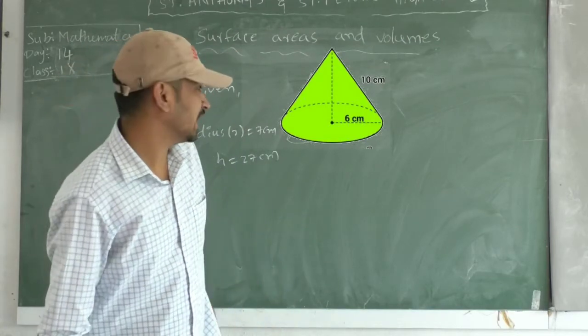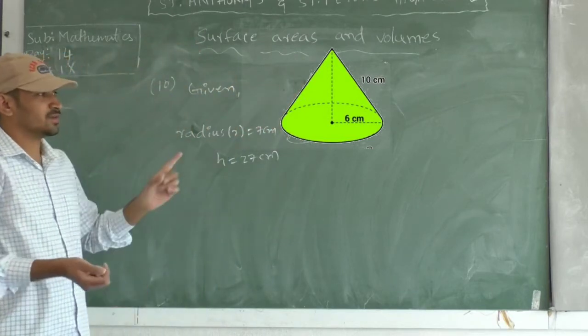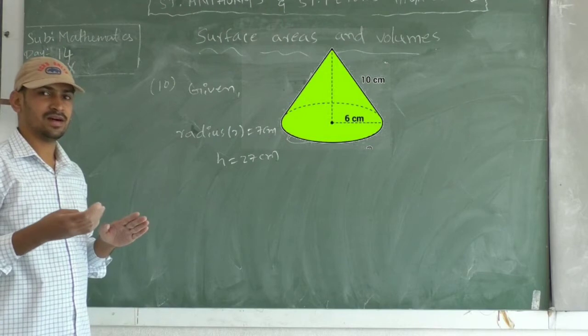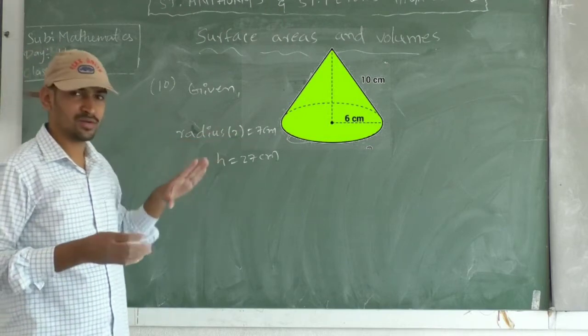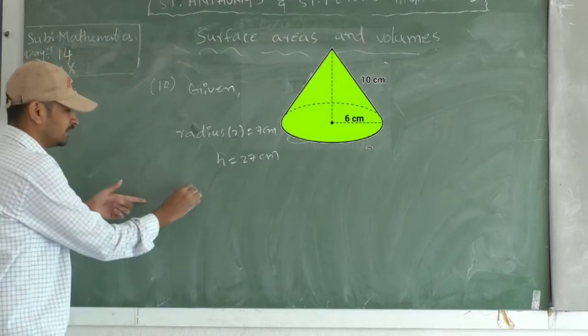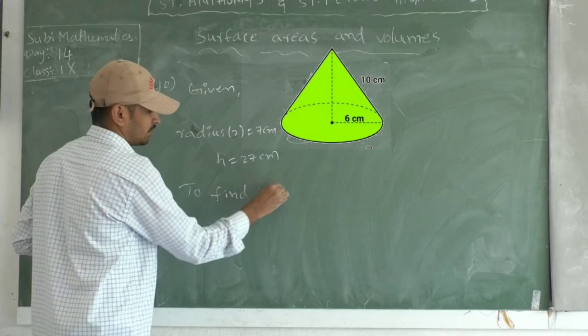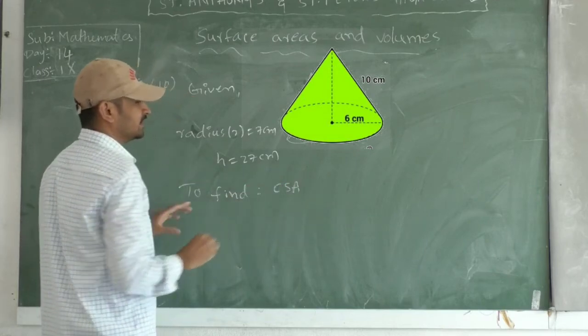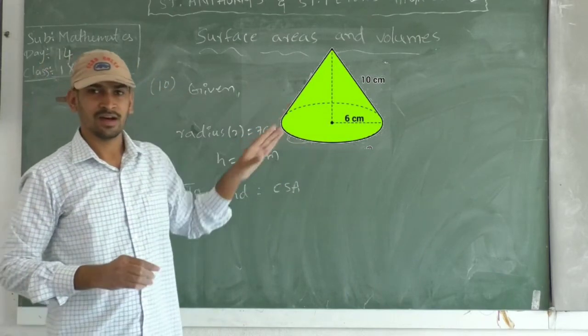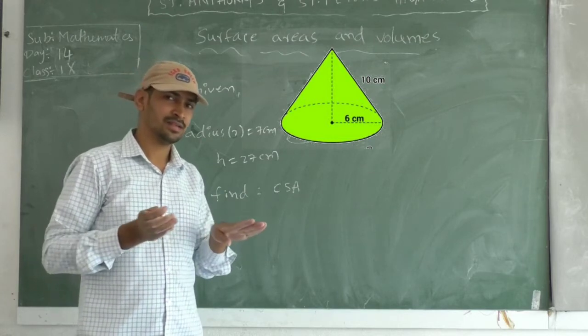So first we have to find the CSA of one cone. If you want to find the CSA of one cone, you know the formula is pi r L. You know the R value, but we don't know the L value. First we have to find the L. After that, for 10 cones, we have to multiply by 10.